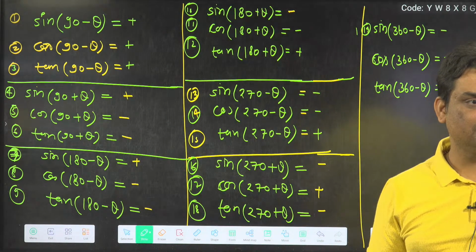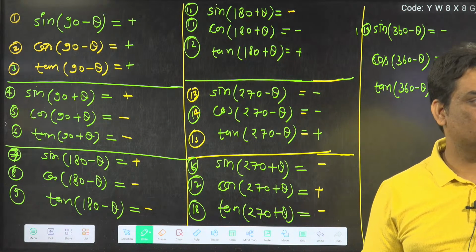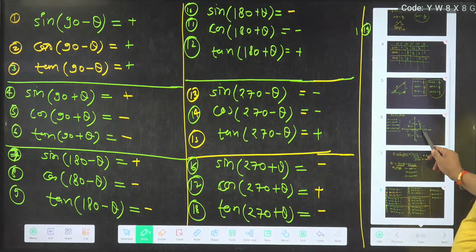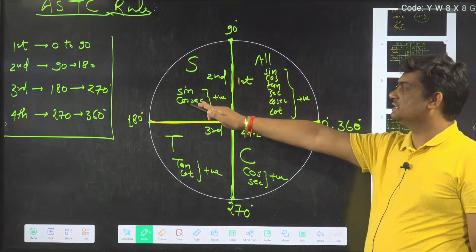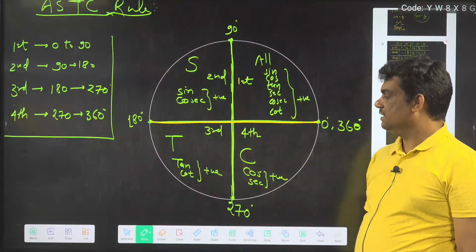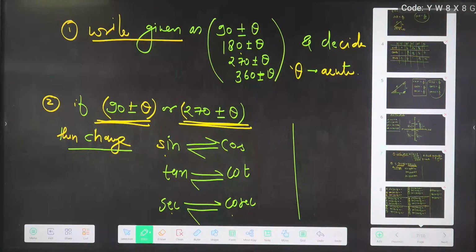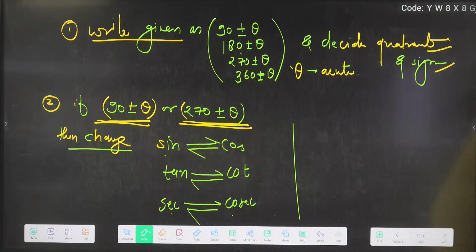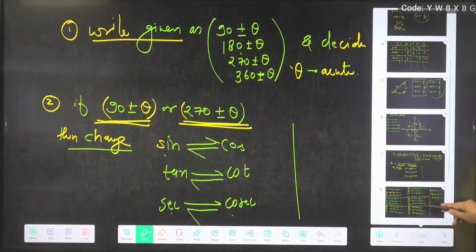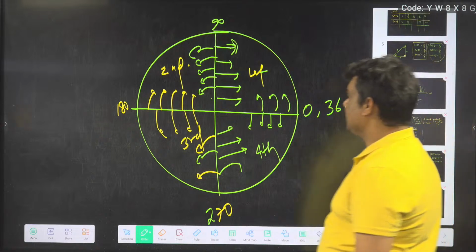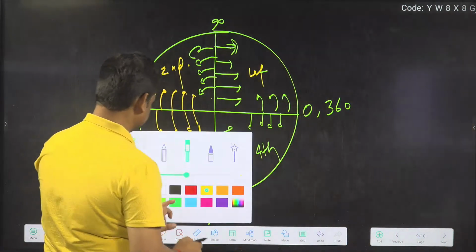Sir, once again, the positive, negative chart. This is the positive, negative chart I have told: in the first all positive, in the second sine and cosec positive, in the third tan and cot, and in the fourth cos and sec positive. After that, I have told you this rule that you have to decide the quadrant. First decide the quadrant and sign, and then if it is 90 or 270, it will change, otherwise it will not change. The first important thing is to decide the sign. I also told you that if 90 minus is there, 90 minus basically you are going where?